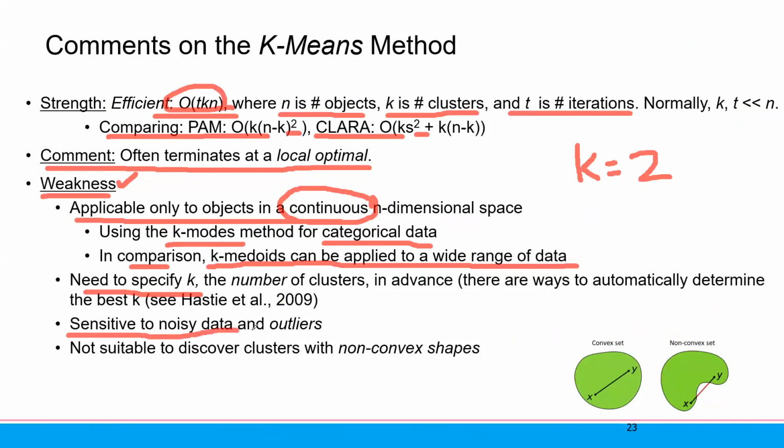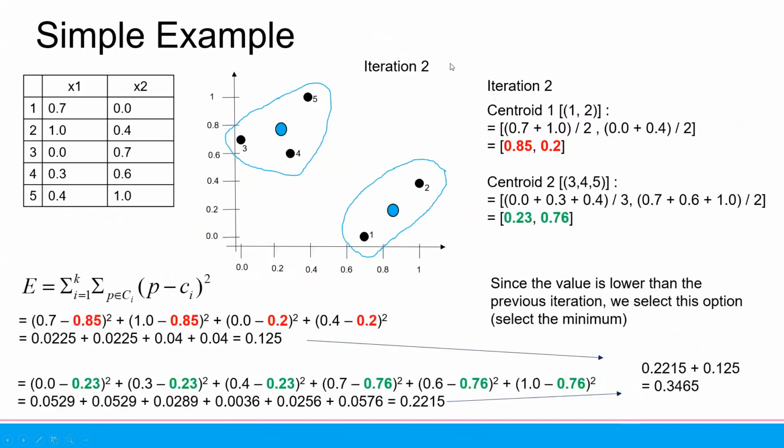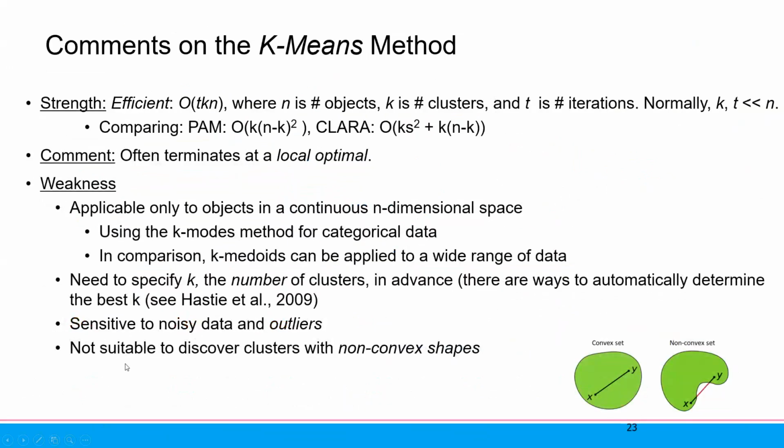And it is sensitive to noisy data and outliers. So if there is an outlier, like this one, if there's an outlier here, then it's sensitive. And it is not suitable for discovering clusters with non-convex shapes. Non-convex shape means like this one. This is convex, okay? It's a circle. But if it is not in a good shape like this one, yeah, we call this non-convex.